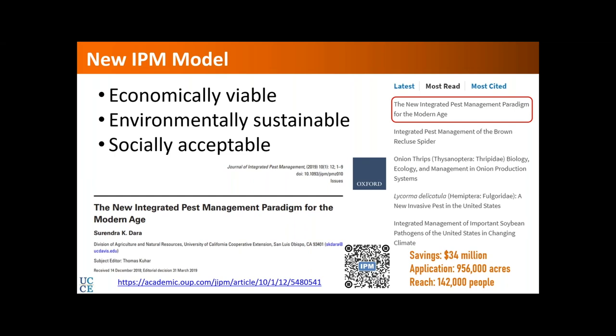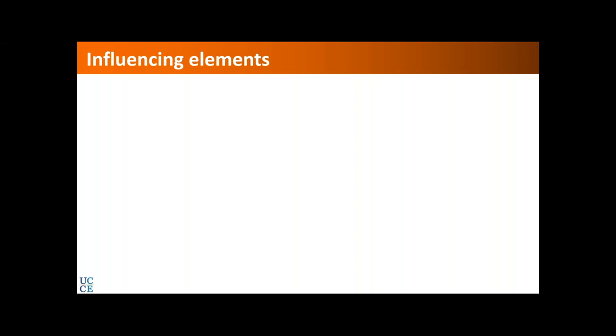So those influencing elements are regulatory, commercial, and social elements. The social part we already discussed a little bit, and also the commercial aspect, but the regulatory part is all over the IPM or food production, but we may not realize it. So I want to go into detail about each of them.